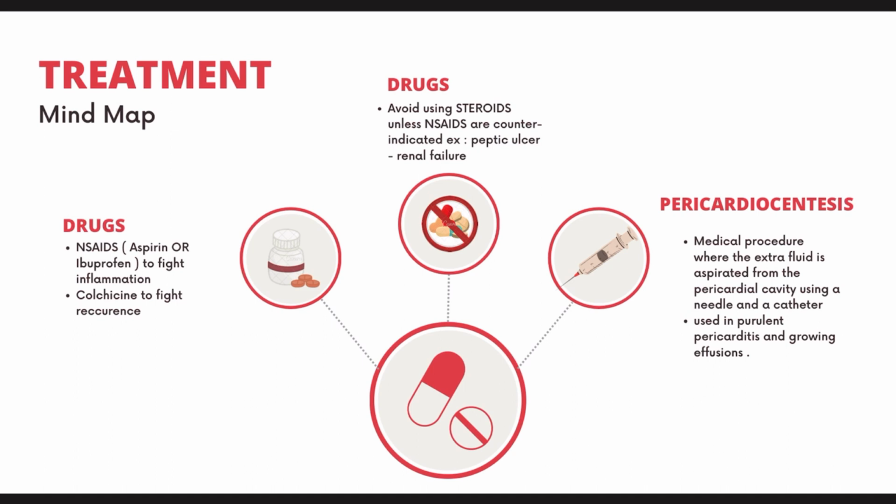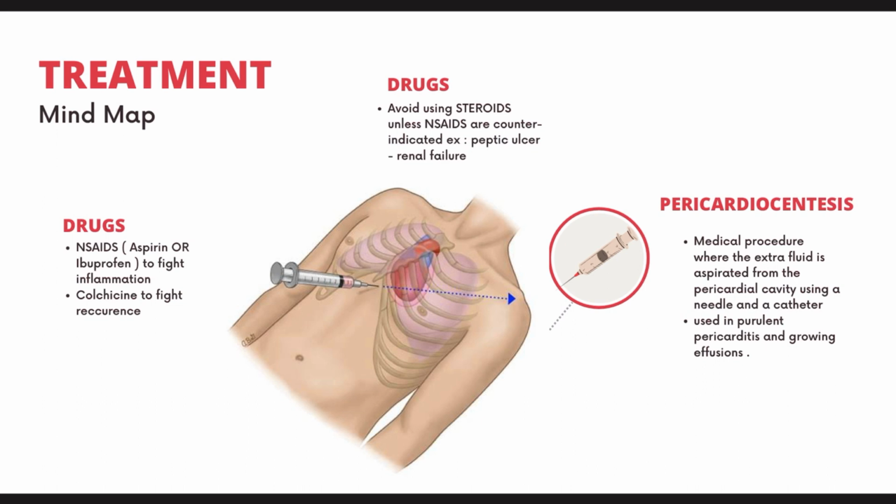In case of purulent pericarditis or growing effusions, you may need to consider a pericardiocentesis, which is a medical procedure where fluid is aspirated from the pericardial cavity using a needle and a catheter, as shown in the picture below.